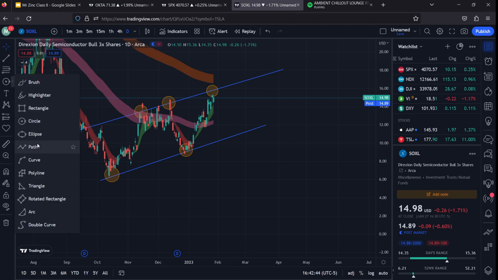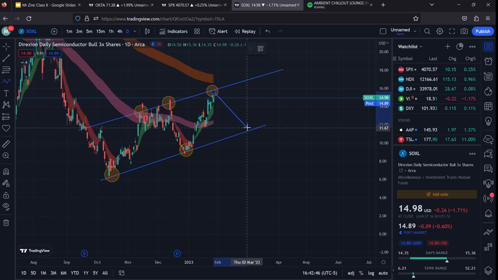My expectation for this pivot right here is for SOXL to come down back to this bottom trend line and then have another pivot from there. So I go ahead and draw that. That would be my expected trade.